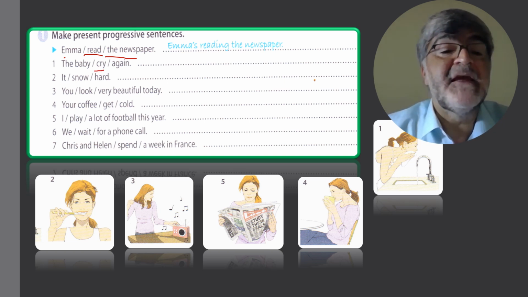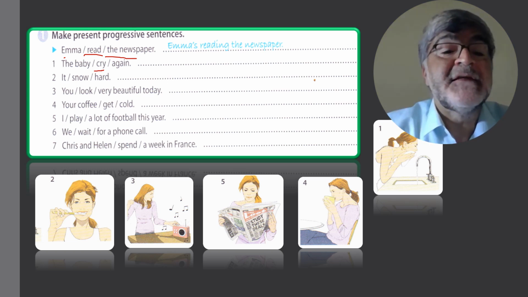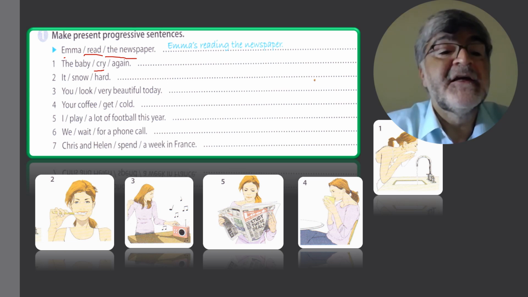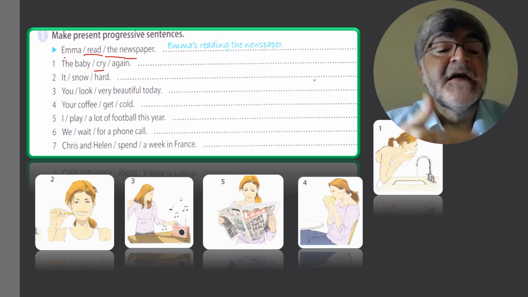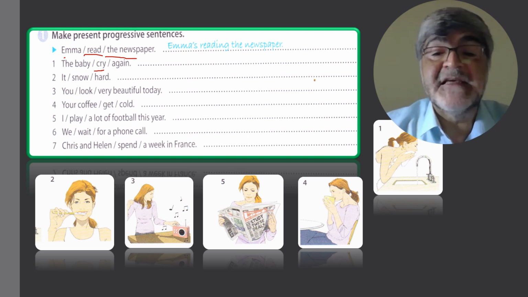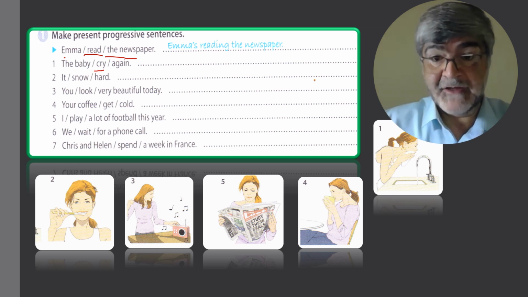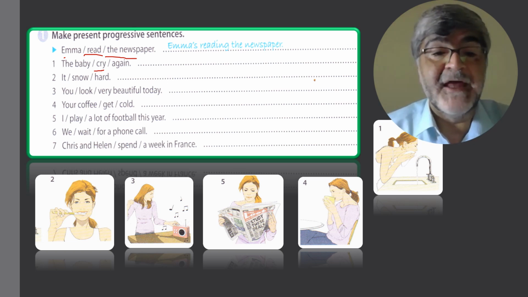Good. Now we can say, the baby cry again. Okay, the baby is crying again. Then we add ing to cry and we say the baby is crying again. If you want to make it contracted and in a spoken form of language, you can say the baby's crying again. Number 4, the coffee gets cold. The coffee is getting cold. It means that now the coffee is on the table, and if you don't drink that, then it's getting cold now.